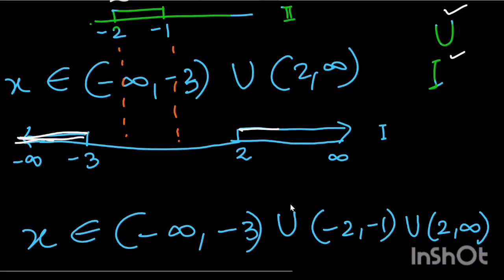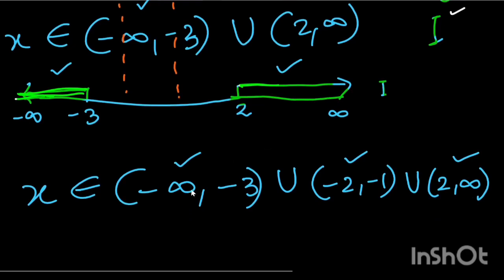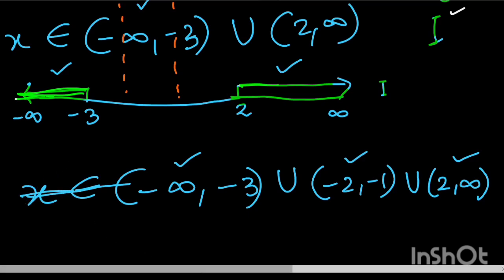So taking the union of first and second, minus infinity to minus 3, union 2 to infinity, we will get this: minus infinity to minus 3, then minus 2 to minus 1, which is this, then 2 to infinity, which is this. So the union of all the three cases comprises the final solution, guys, which is the final answer.